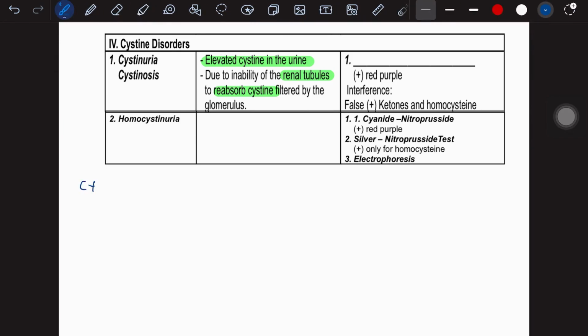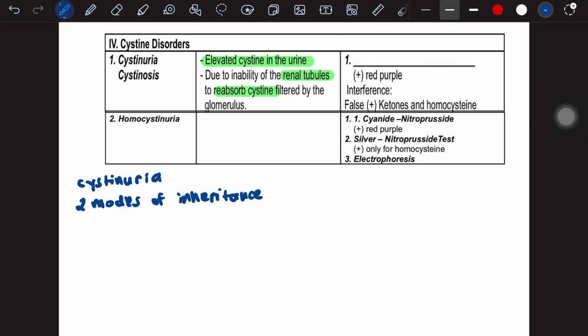So please write here cystinuria. Cystinuria. So in cystinuria there are two modes of inheritance. So what are its two modes of inheritance?